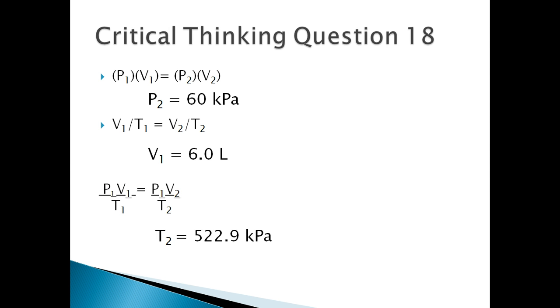You just plug in the 250 and the 500 as your temperatures, and the volume being 12.0 liters, and you would get 6.0 liters. For C, you use the equation P1V1 over T1 equals, that should say P2V2 over T2. And by plugging in the given values in the question, you get 522.9 kilopascals.